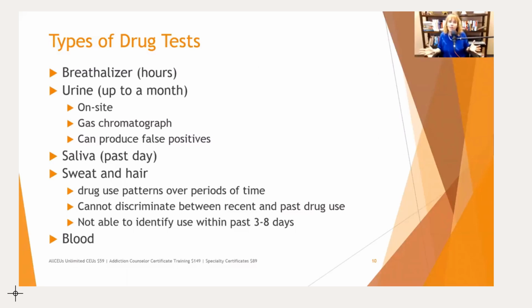So we don't have a way of saying this person used yesterday versus a month ago, because the hair grows really slowly, and it's not able to identify use within the past 3 to 8 days. Now that's true for hair. For sweat, they like to leave the patch on for a full 14 days, so your accuracy is a little lower if you pull it off sooner, but it does give you a 14-day snapshot of what's going on with the person. And then blood can be withdrawn and used. If the substance is still in the person's system, then it can show up in blood.